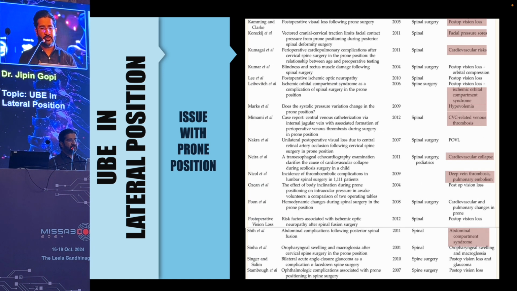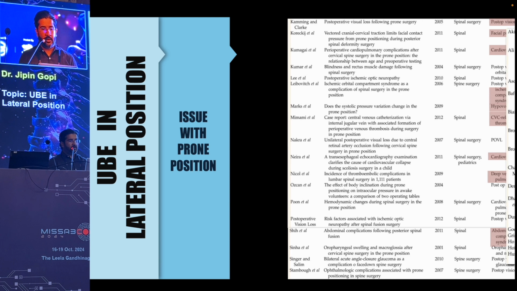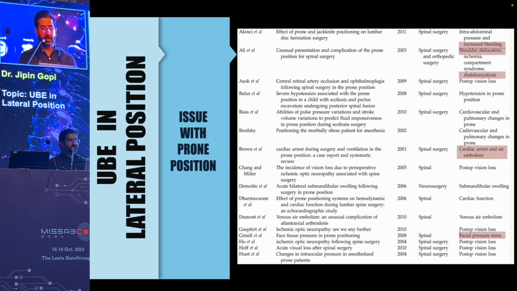If you look into the literature dating from 2020, some of the major complications reported with prone positioning are post-op vision loss, facial pressure sores, cardiovascular risk, ischemic orbital complications, hypovolemia, cardiovascular collapse, deep vein thrombosis, abdominal compartment syndrome, increased bleeding, rhabdomyolysis, cardiac arrest, and air embolism.